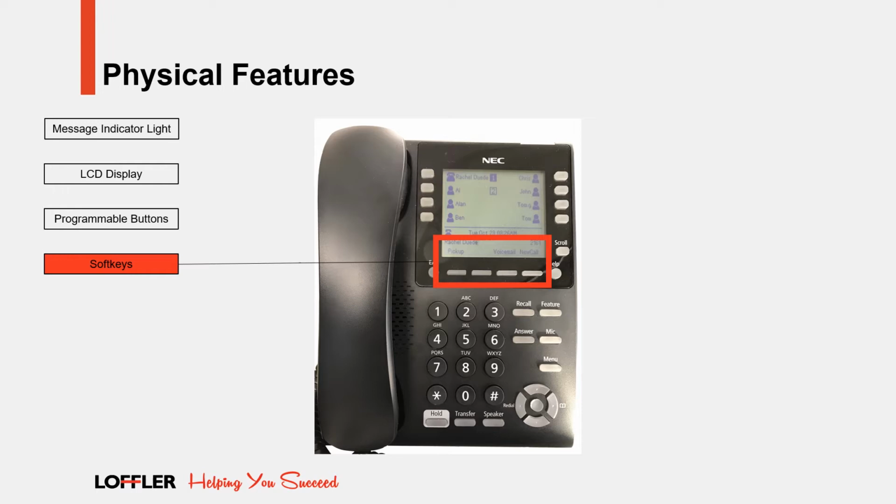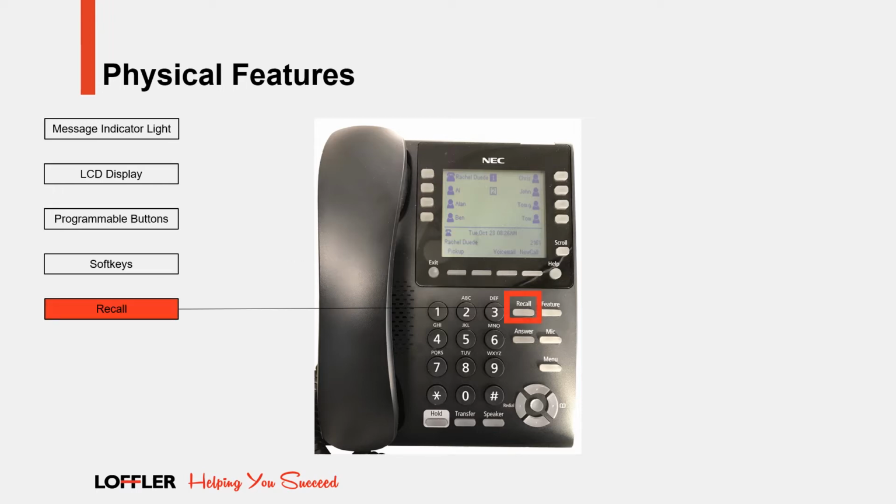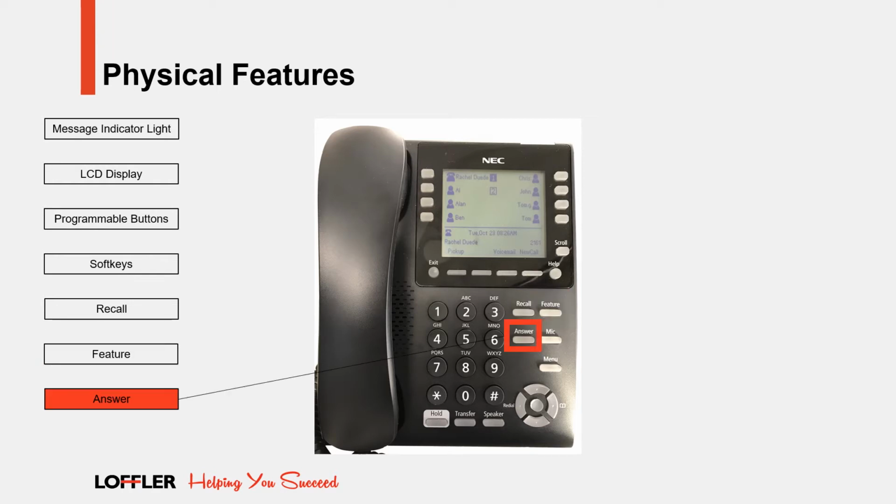In idle mode, you will see pickup, voicemail, and new call. If you press the recall button, it provides fresh dial tone between calls. The feature button is used to program speed dials or HotDesk into another phone. While you are on a call, press the answer button to answer a second incoming call. This automatically puts the first caller on hold.